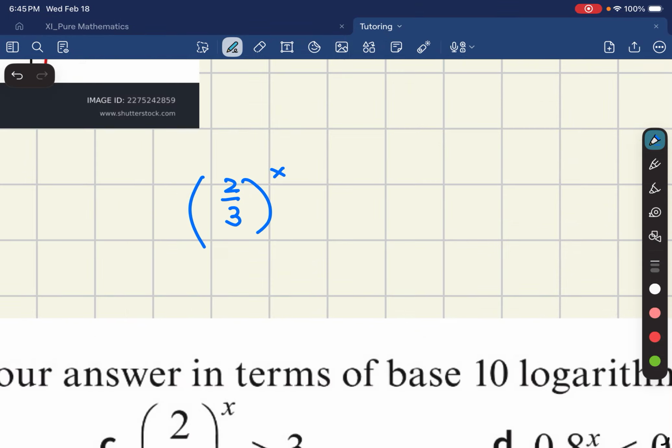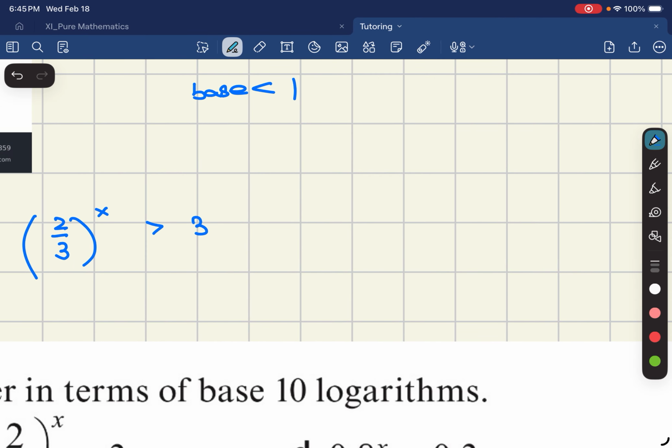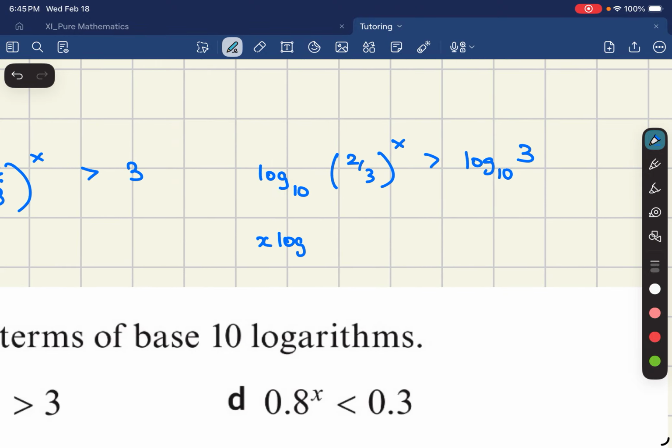2 over 3 to the power x is greater than 0. So it's helpful to remember these graphs of how your exponential and logarithm functions look when you have a less than 1 and greater than 0, or when you have a greater than 1. So we have this. Now we can take the logarithm on both sides. We can take log base 10. So we can say log base 10 of (2 over 3)^x is greater than log base 10 of 3. And this gives us x log base 10 of 2 over 3 bigger than log base 10 of 3.